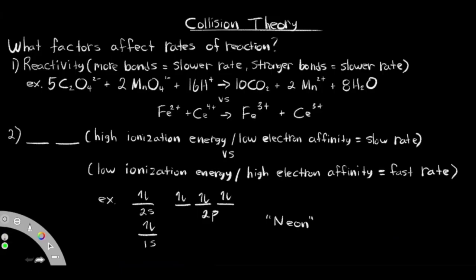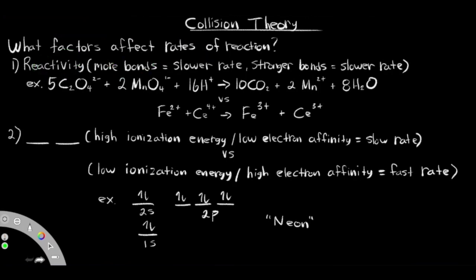Collision theory. We learned in the previous video on activation potential energy that for a reaction to proceed, there needs to be a correct molecular geometry orientation as well as a sufficient amount of energy to hit the activated complex barrier. Well, during this process, what factors affect the rates of reaction? Well, the first one is reactivity.